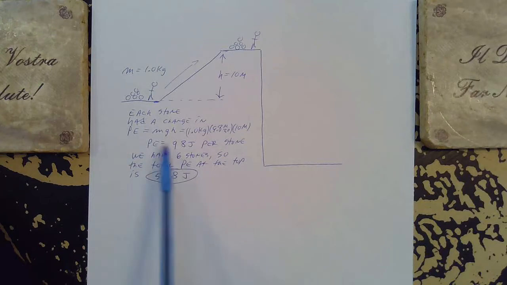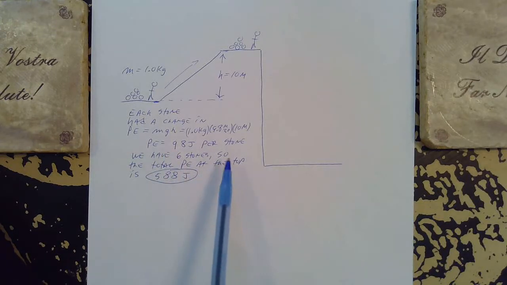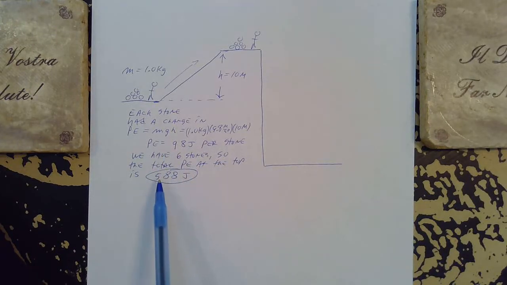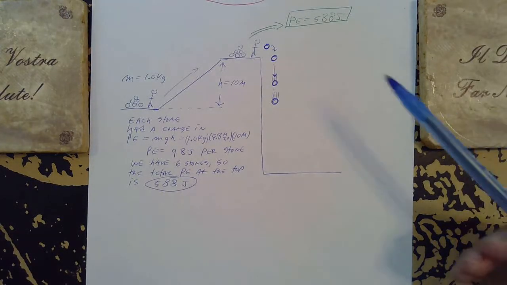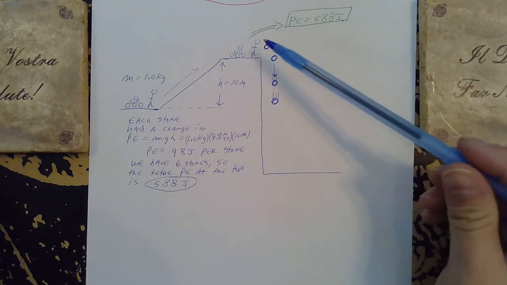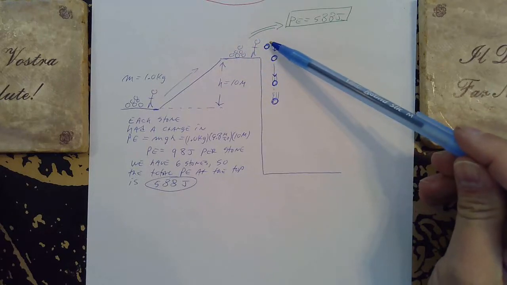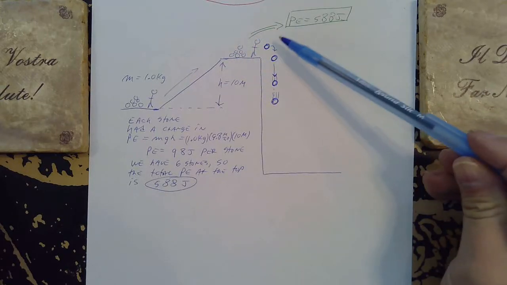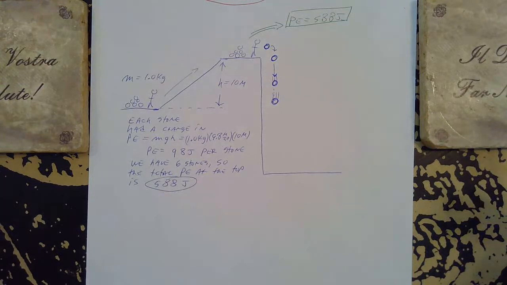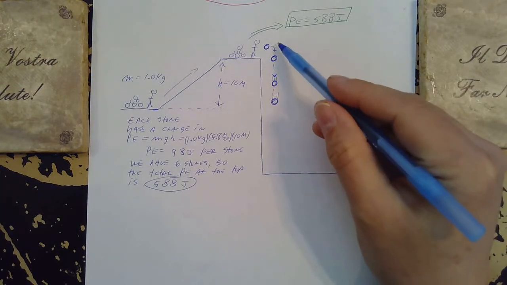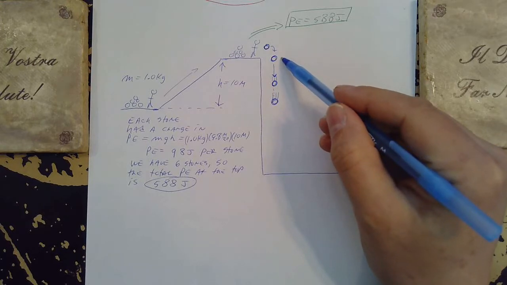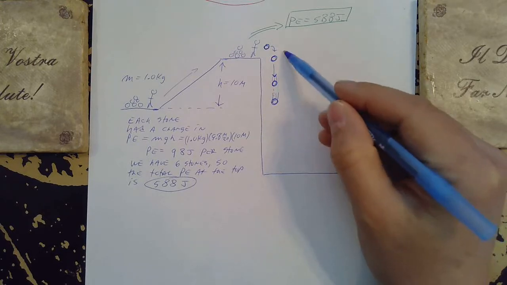We have 6 stones in the picture. So 6 times 98 gives us a total potential energy at the top of 588 joules. Now, if this person decides to take the stones and drop them off the edge of the cliff, then we know that the potential energy is going to transform into kinetic energy as the stone falls down, losing height but gaining velocity.